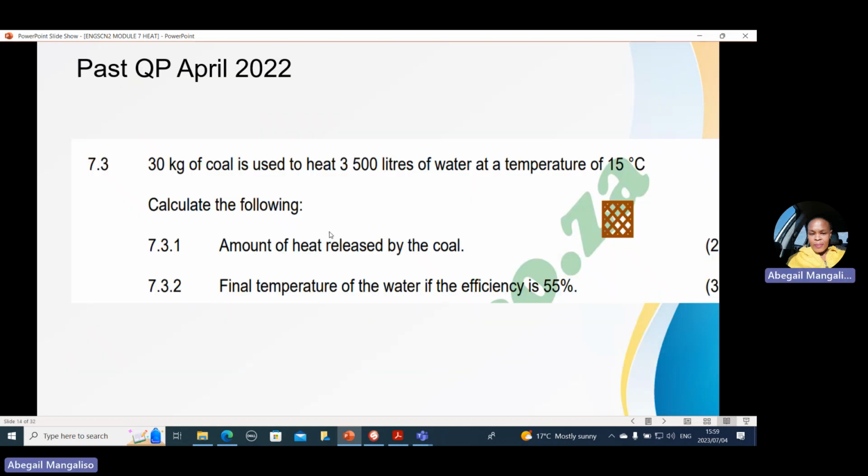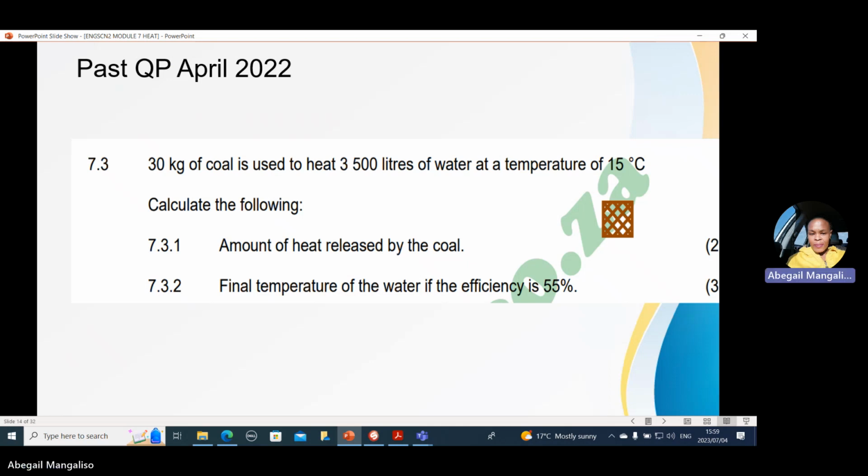The past question paper is April 2022. You are given 30 kg of coal. So you have a fuel. The type of fuel is coal. The mass of the fuel is 30 kg. It is used to heat 3,500 liters of water. The mass of water in kg is equal to the liters, so it's 3,500 kg. And the temperature of water, which is initially, is 15 degrees Celsius.